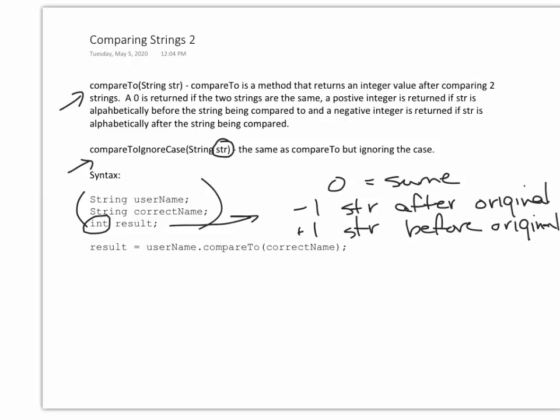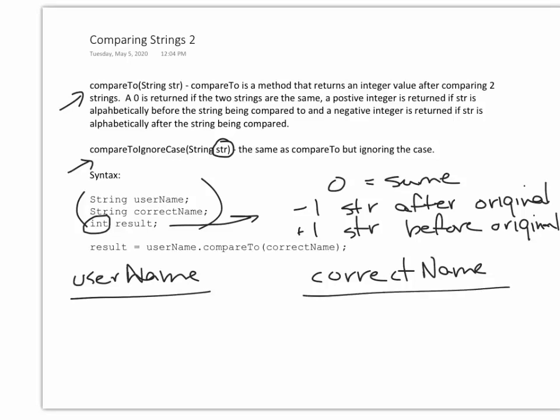So let's take some different values for username and correct name. I'll call username here, correct name here. And let's say that we're using this statement to compare the two. So if our username is Bill and our correct name is Bill, then this will return a result of 0. This statement up here will return a result of 0 because they're exactly the same.